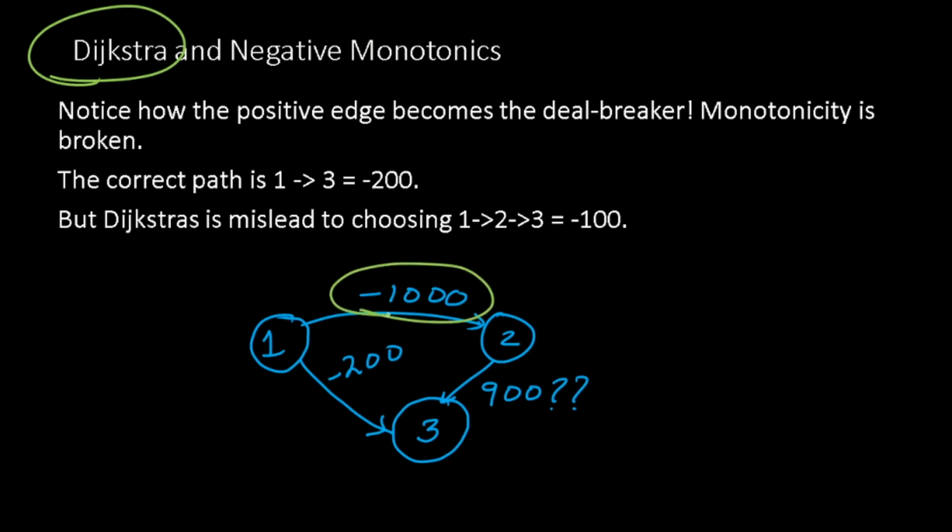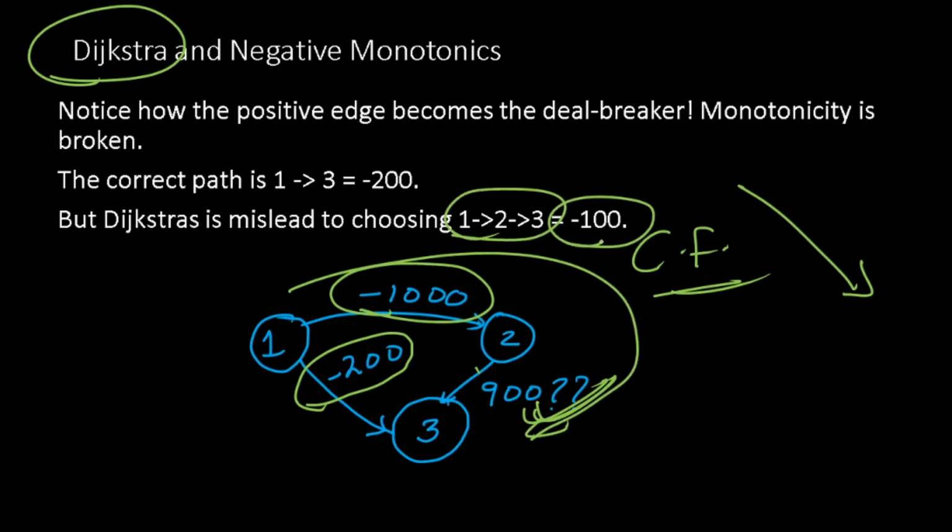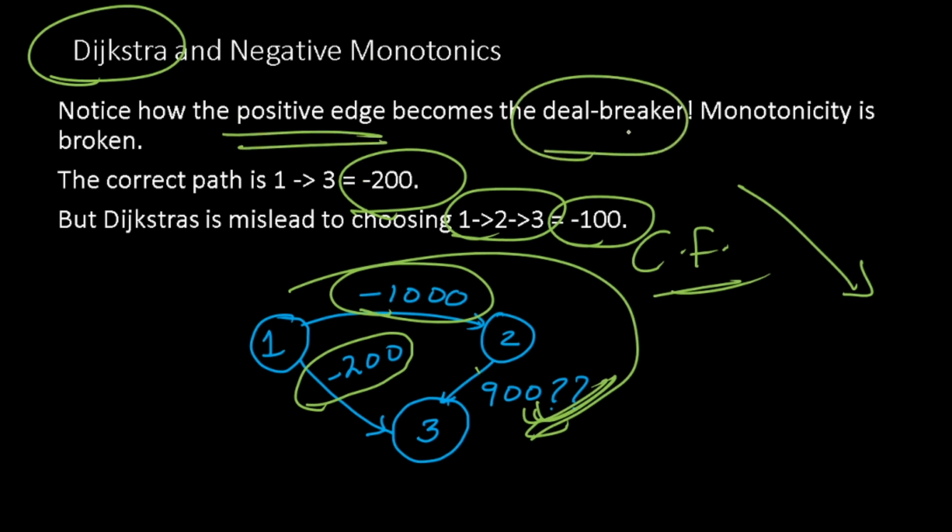Going from 1 to 2, the cost is becoming -1000. Going from 1 to 3, the cost is becoming -200. So here we are going to assume that the cost function is a falling function. But that assumption is being broken by this 900 here. So this path, which Dijkstra's will be fooled into taking, has a weight of -100. But the correct answer is the direct path, which is -200. So this is yet another example where polytonicity, that is the positive edge, becomes the deal breaker.